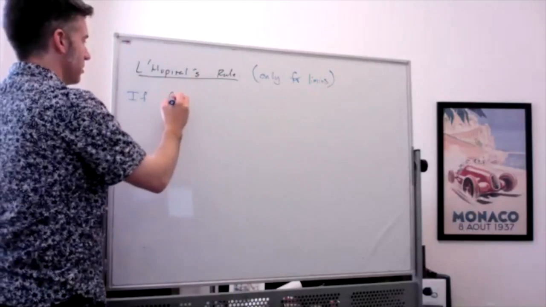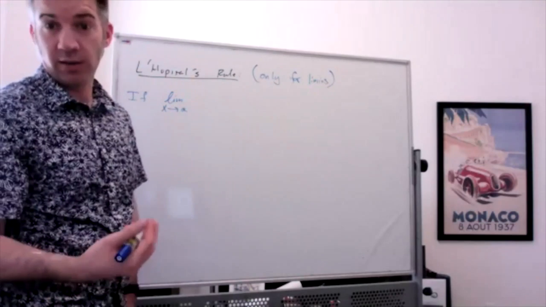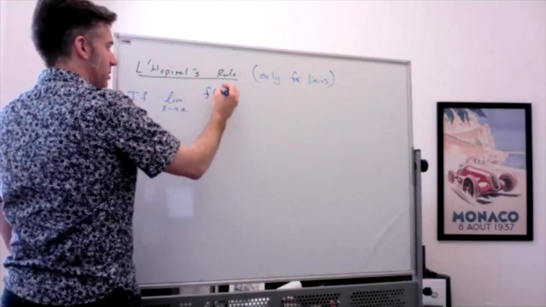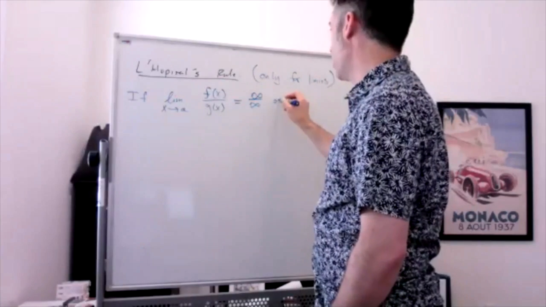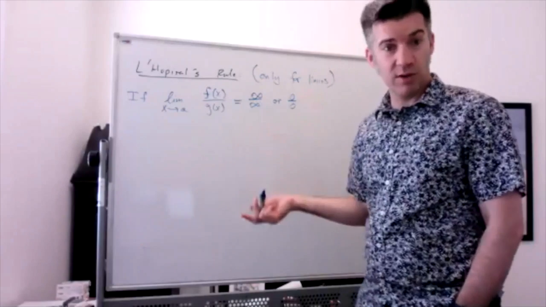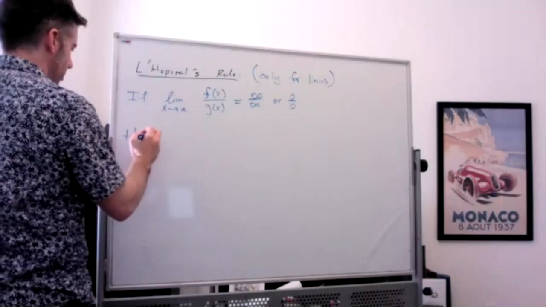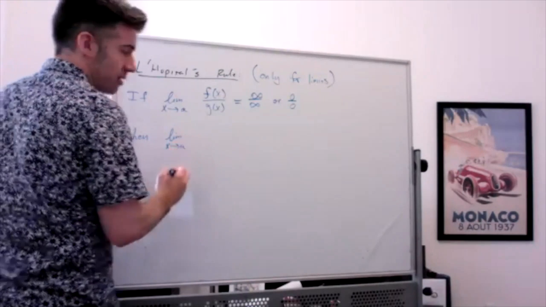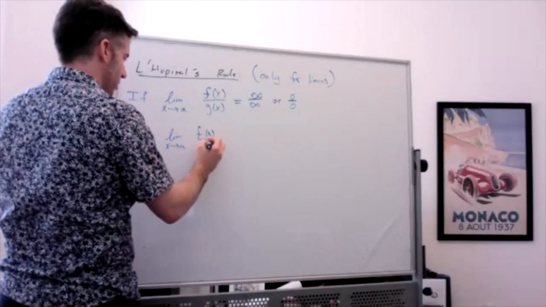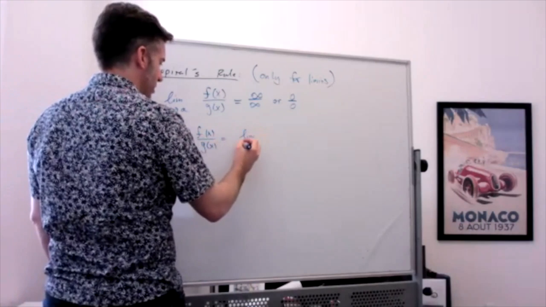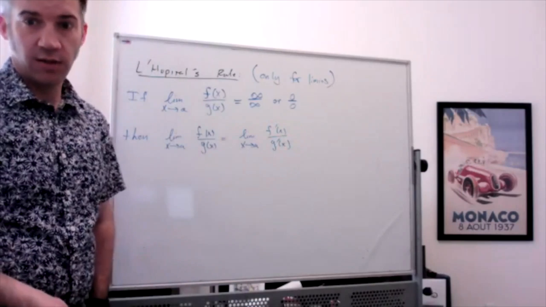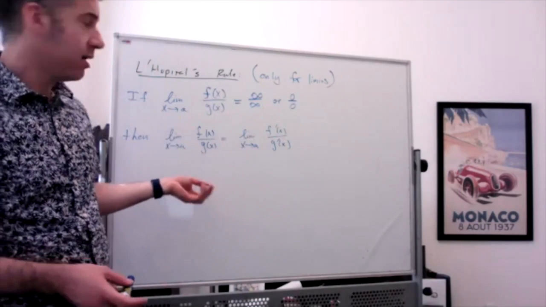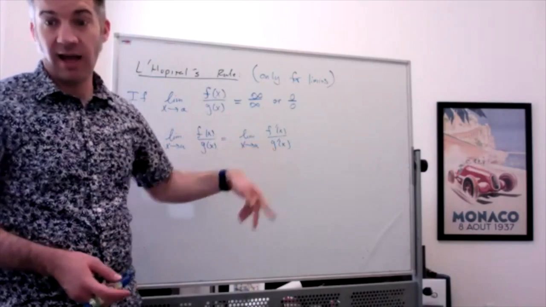So if you have a limit as x approaches a, where a can be a real number, or infinity or negative infinity, of some quotient, f of x over g of x, and if that limit is either an infinity over infinity type, like the one we were just doing, or also a 0 over 0 type, these are both called indeterminate forms, then it is true the limit as x approaches a of f of x over g of x is equal to the limit as x approaches a of f prime of x over g prime of x. That is L'Hopital's rule. If you have one of these two indeterminate forms for a limit, you can take the derivative of the top and the derivative of the bottom and take the limit of that, and it'll give you the right answer.